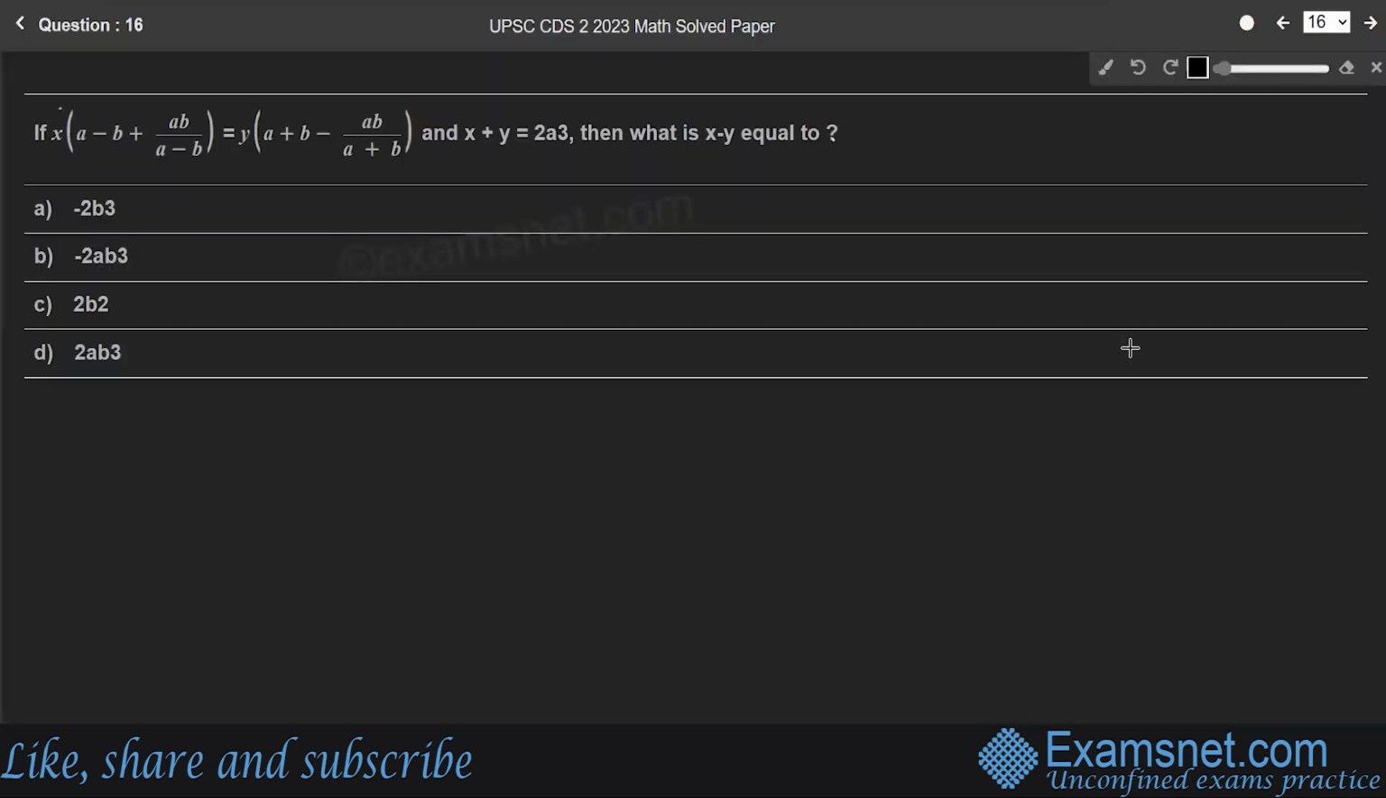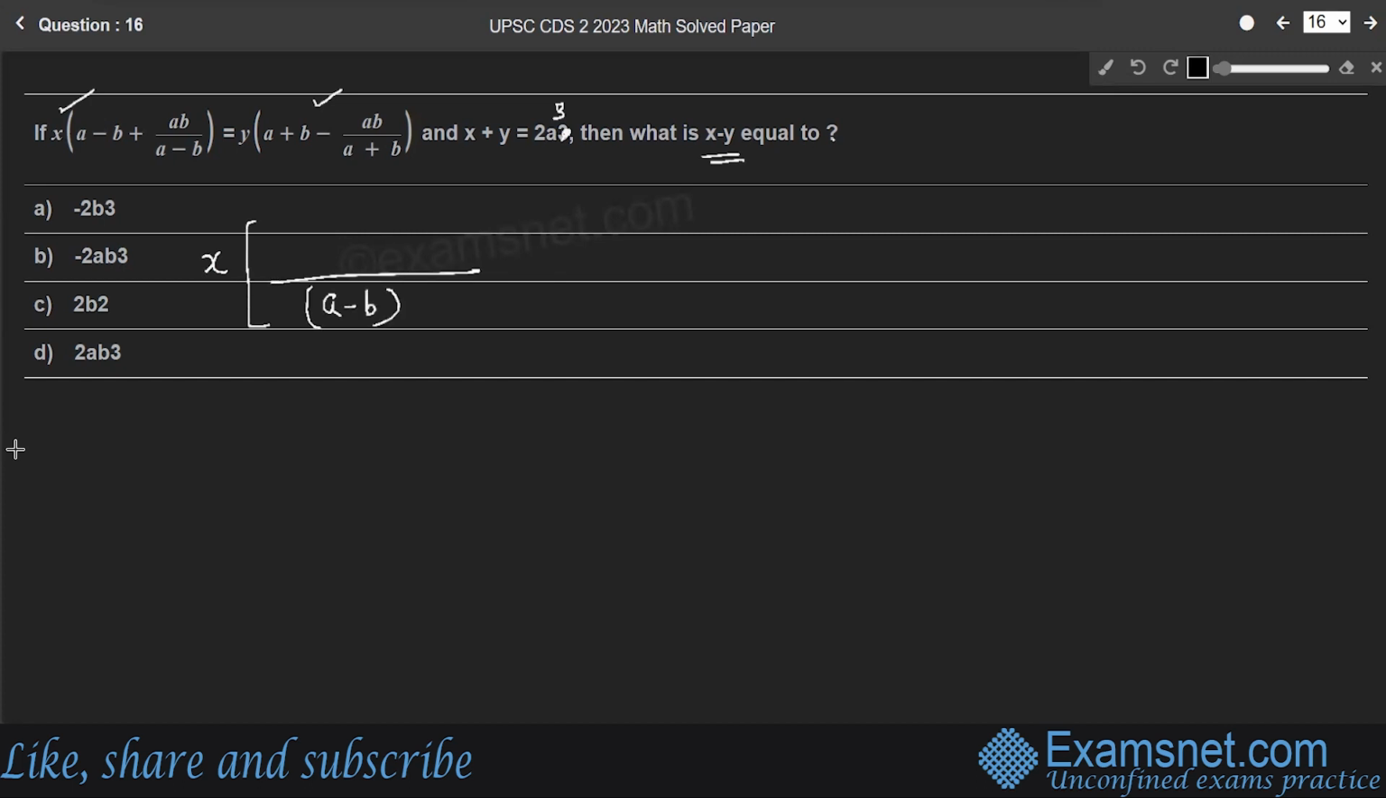Question 16. If x into (a minus b plus ab by a minus b) is equal to y into (a plus b minus ab by a plus b), and the sum of x and y is 2a cube, then what is the value of x minus y? So we'll consider the given equation, in which we'll take LCM as a minus b.